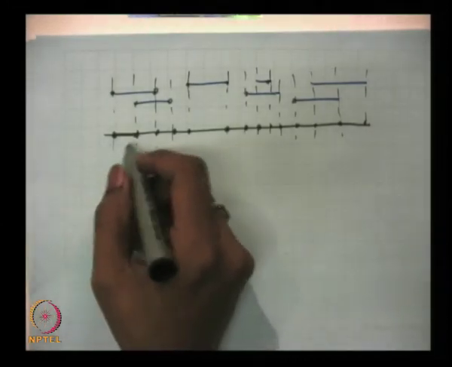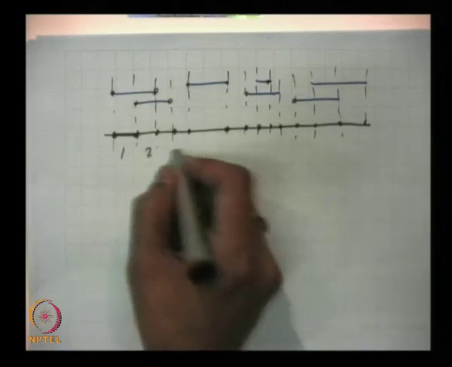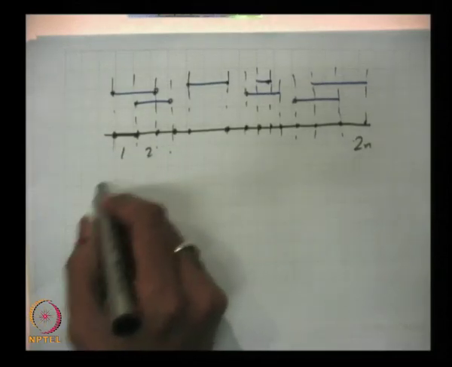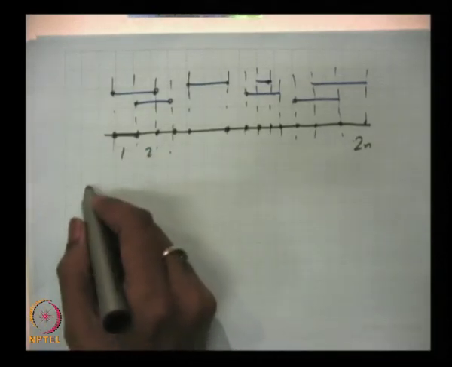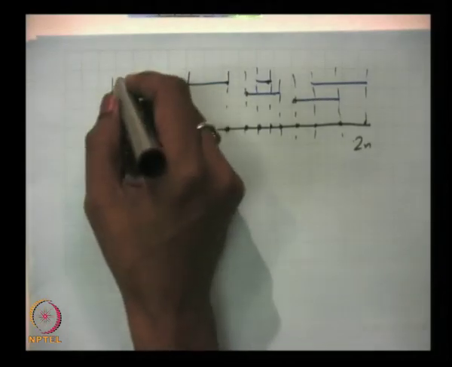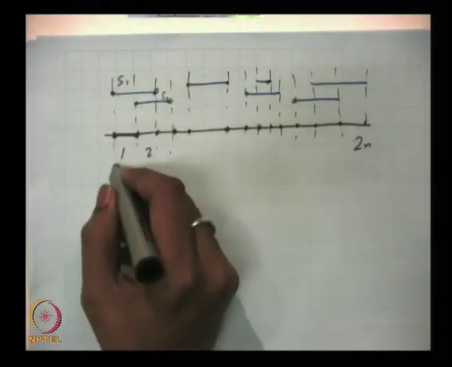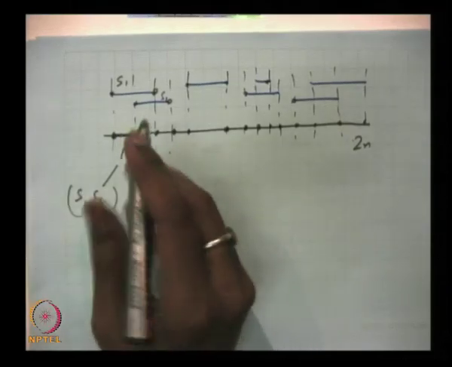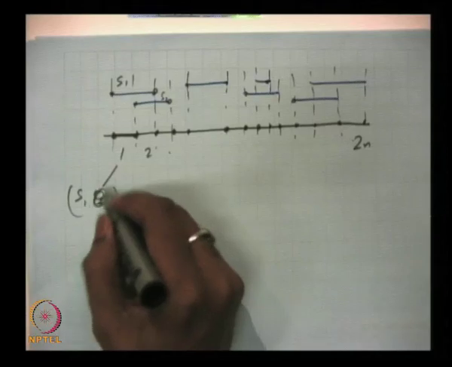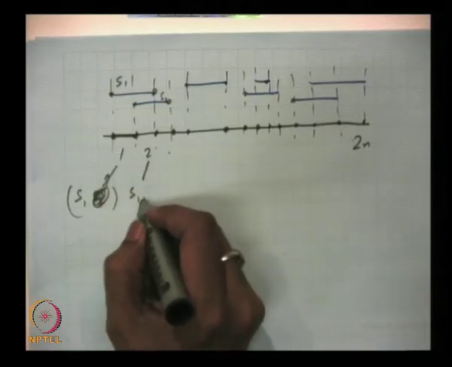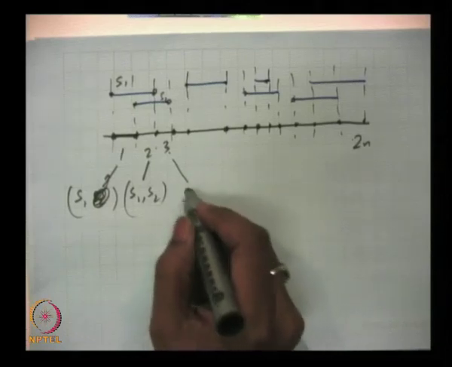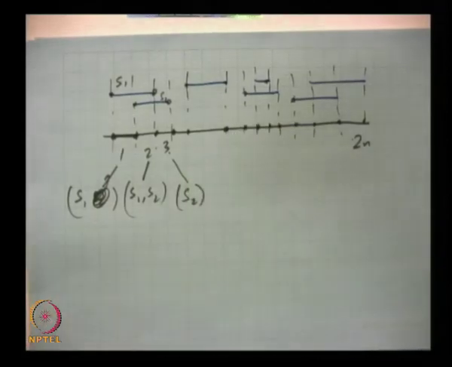Then it means that I have 2n intervals, 1, 2 all the way up to 2n intervals. For each interval I keep track of which segments cover it. So interval 1 is covered by segment 1 and segment 2, 2 is covered by segment 1 and segment 2, 3 is covered by segment 2. This is the kind of information that we have in mind.